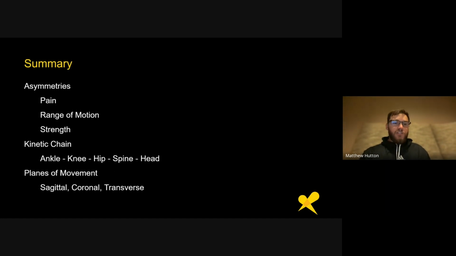Cool. So in summary, again, this is just my way of thinking about it. It's not the gold standard, but different causes of movement compensation. These can be asymmetries, which can be caused by pain, lack of range of motion, lack of strength, but also it can be a motor recruitment issue, some kind of a neural detection issue. And then kinetic chain, always being mindful that ankle issues can lead all the way up to issues in the neck or head. And then also the different planes of movement, the sagittal, coronal, and transverse, not just thinking one-dimensionally through the sagittal plane, which is the norm.